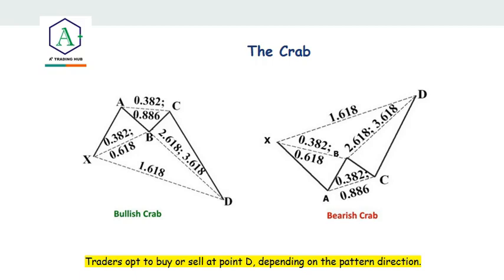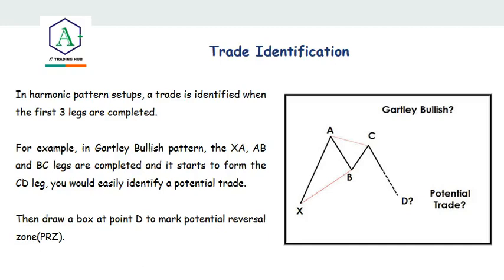So let's look at how we can identify a harmonic pattern before it's completed. In harmonic pattern setup, a trade is identified when the first 3 legs are completed. I said this when I was explaining about the Gartley and butterfly. For example, this is the bullish Gartley. So the XA leg is the first leg, which is the first impulse to the upside. Then the AB leg is the second leg, and the BC leg is the third leg. So the first 3 legs have to be complete.